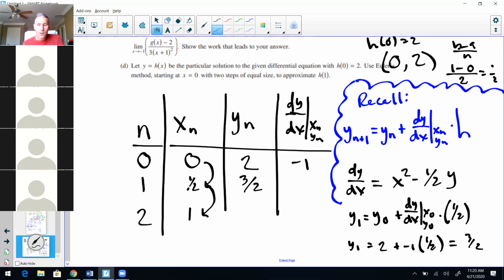Now we're looking for this, which is using this differential equation when x equals 1/2 and y equals 3/2. So calculate that for me. When x is equal to 1/2, I have 1/2 squared, which is 1/4, minus 3/4. 1/4 minus 3/4 is known as what?